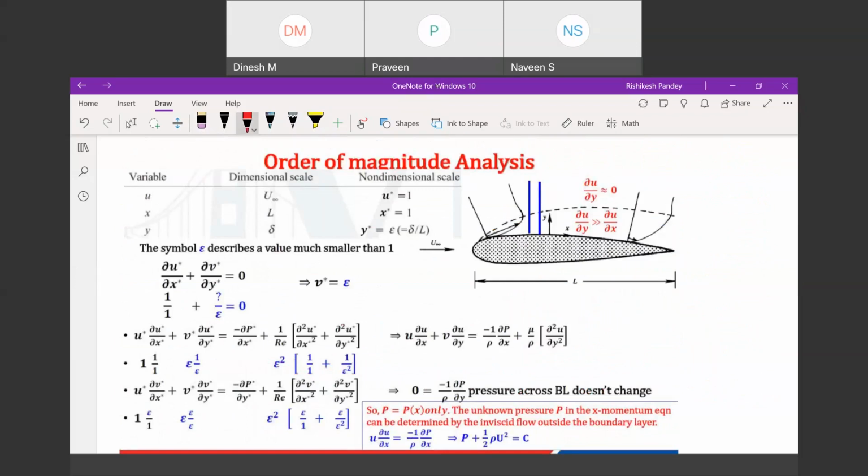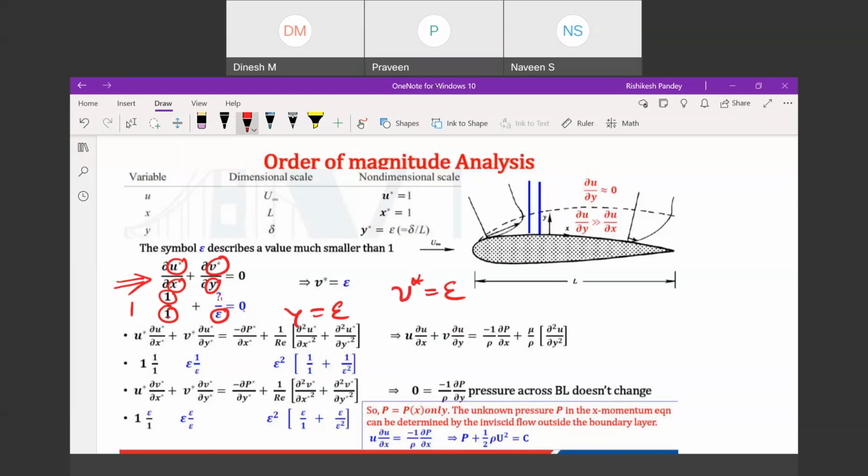Now we'll do the order of magnitude analysis. So u star value is 1, x star value is 1, and y value is very small. I want both the terms to have the same order, so that I can cancel them. Like if this is 1, then this also should have a similar order, then only I can get this value as 0, in the opposite direction. So if this y is having order of epsilon, then v star, the velocity in the y direction, will also have order of epsilon, a very small order.